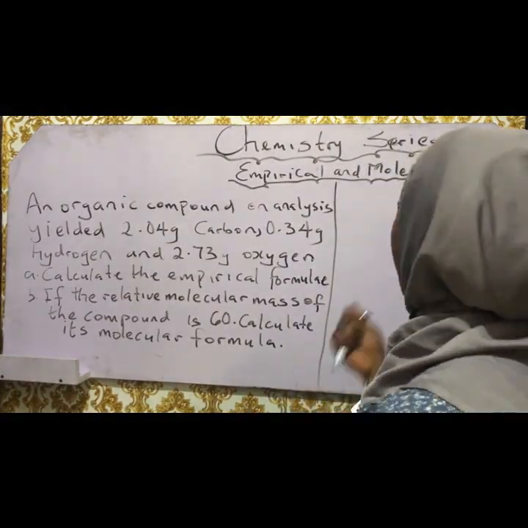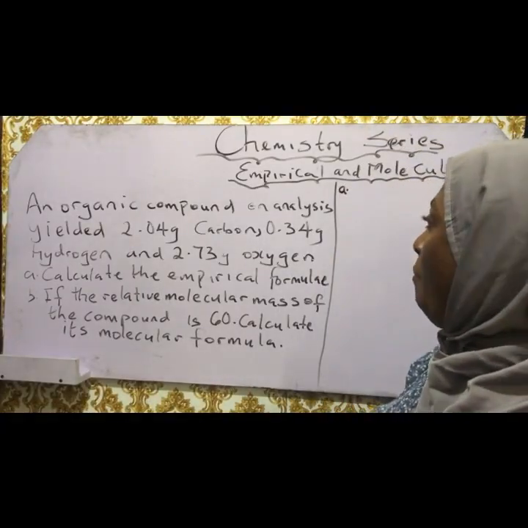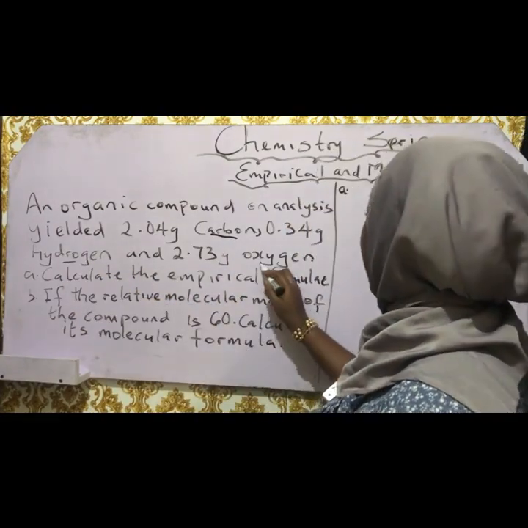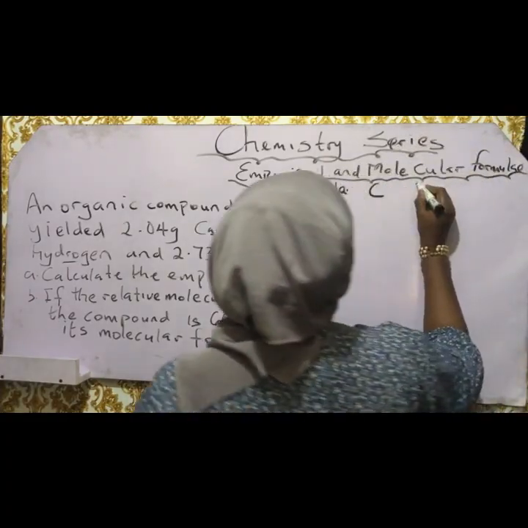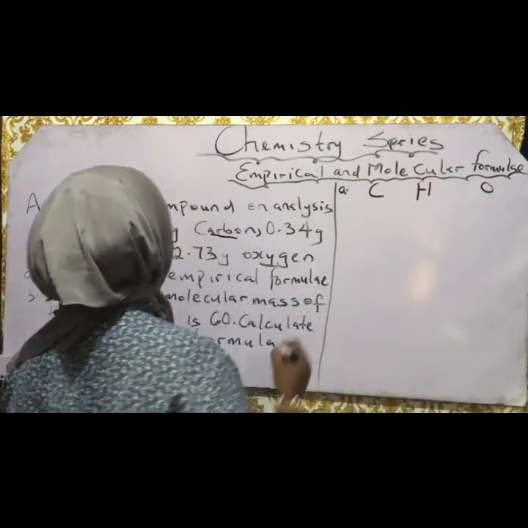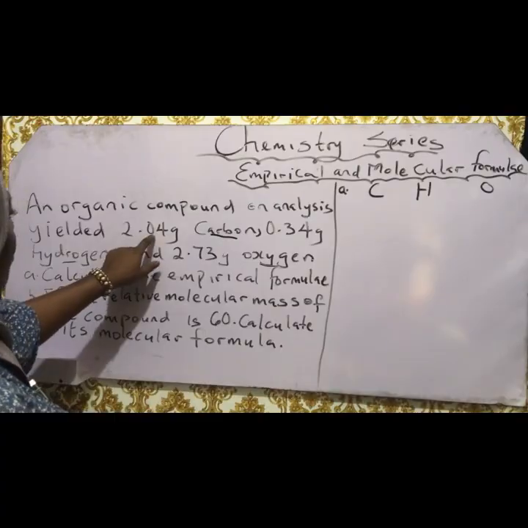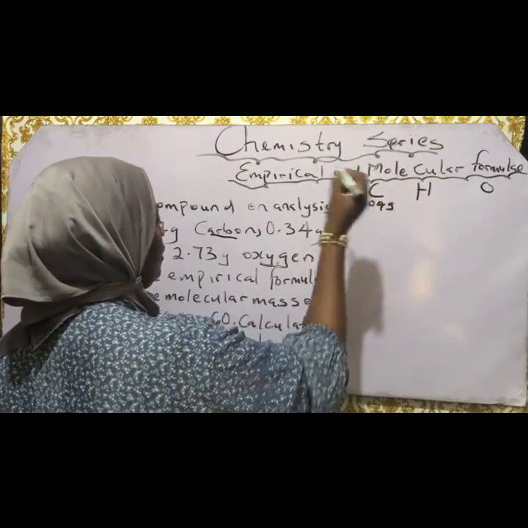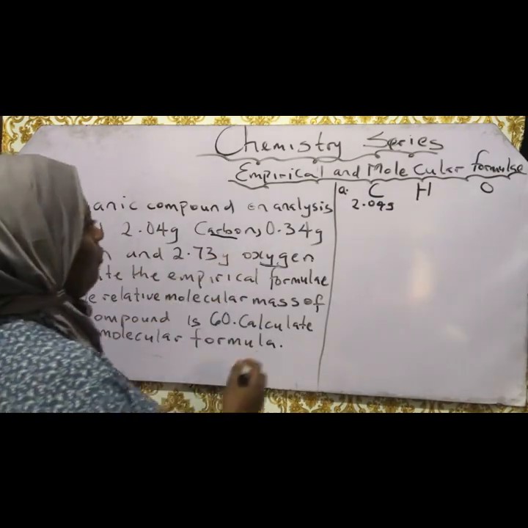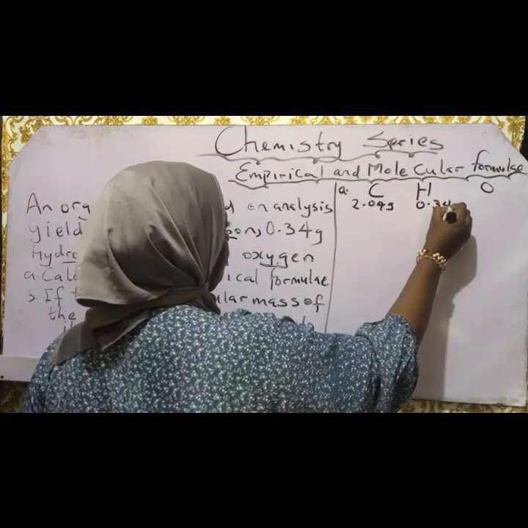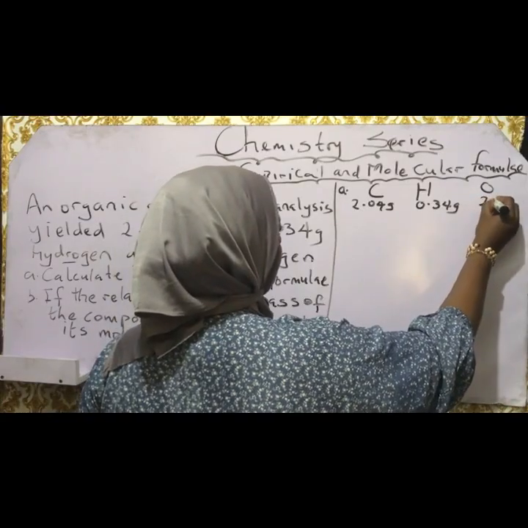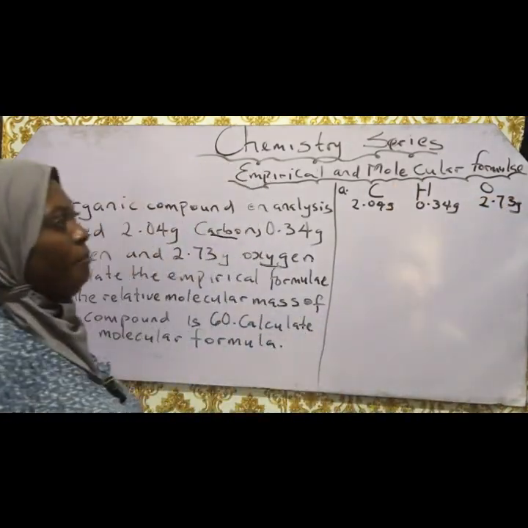So, question A. An organic compound on analysis yielded carbon, hydrogen, and oxygen. Now, it yielded the mass of carbon is 2.04 gram. The mass of hydrogen is 0.34 gram. And the mass of oxygen is 2.73 gram. Now, the next step is we've known their mass.